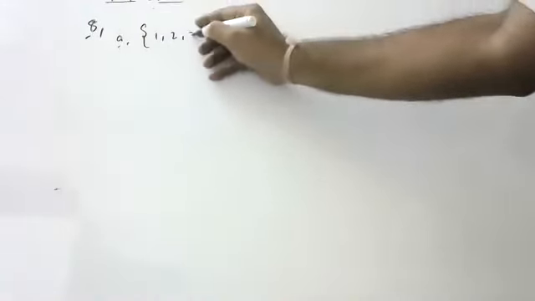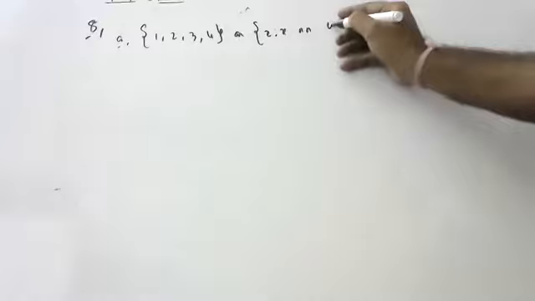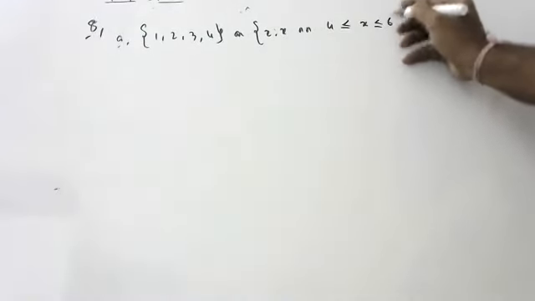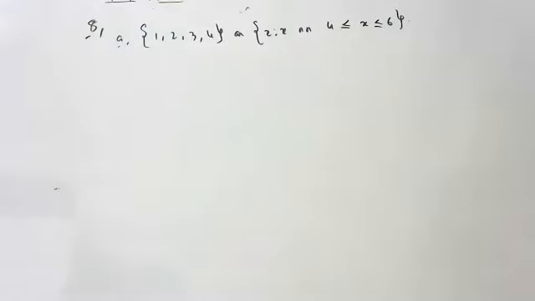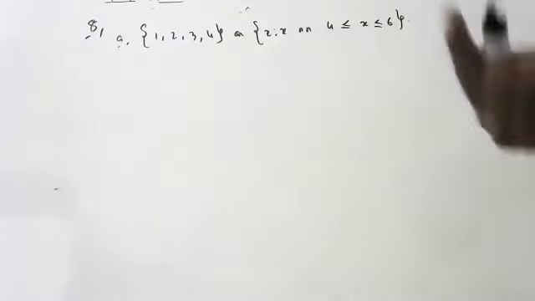Eighth question, what do they say? Which of the following pairs of sets are disjoint? Disjoint means they have nothing in common. First one: they have given 1, 2, 3, 4, and the other is x such that x is a natural number lying between 4 and 6. What they are asking is which are disjoint. If at least one common element is there, then they are not disjoint.